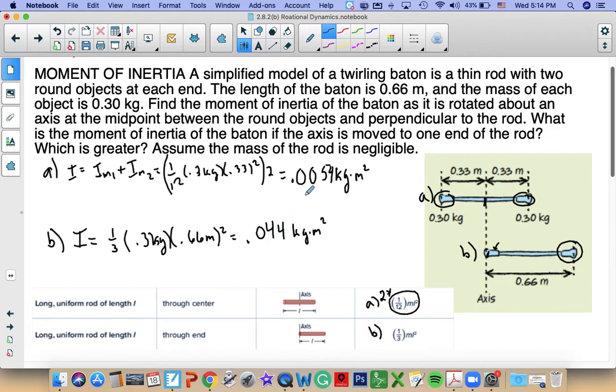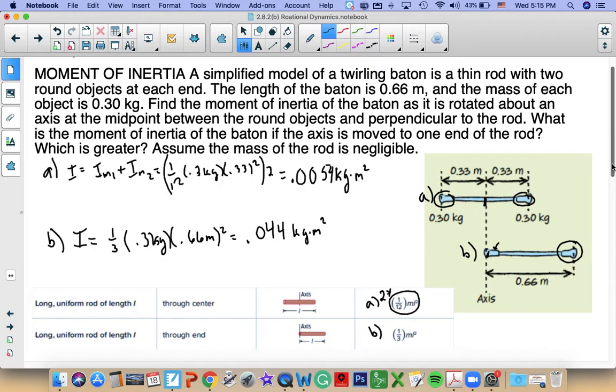This one is quite a bit larger than that one, which makes sense because is it easier to rotate a baton like this, or is it easier to rotate a baton like that where you grab it on the end? This is the easier one, so it should have a smaller moment of inertia, a smaller resistance to rotation.